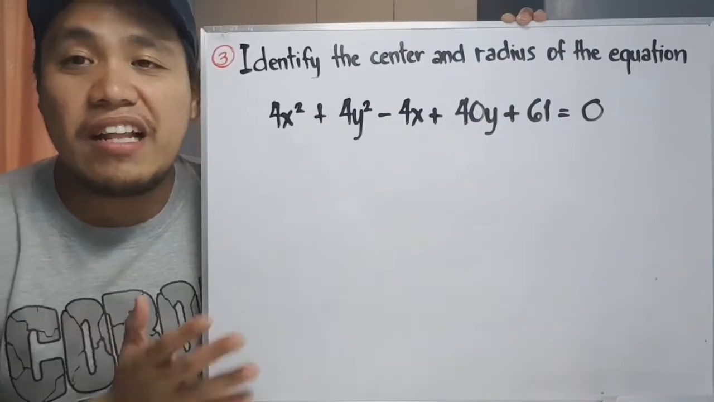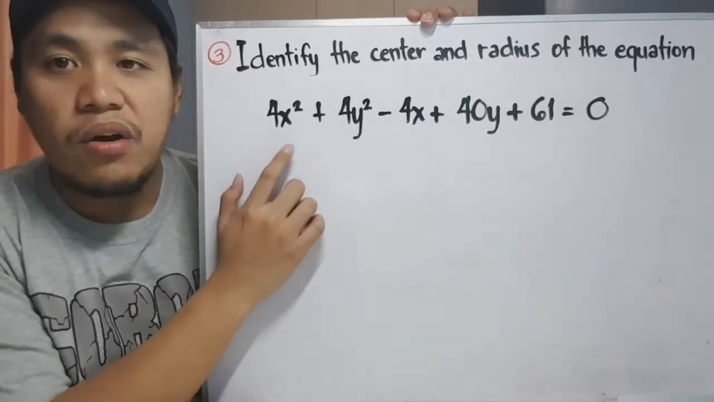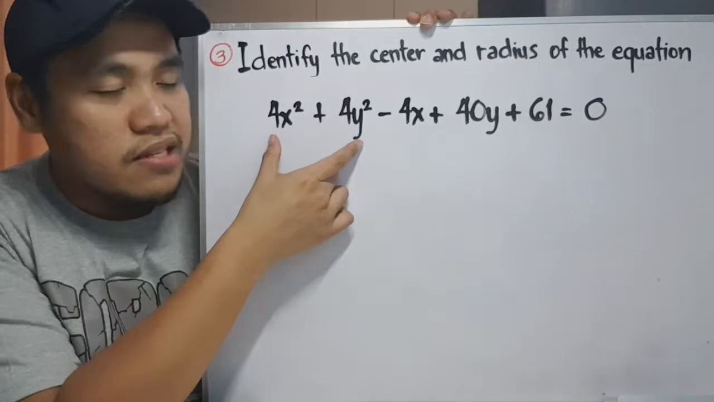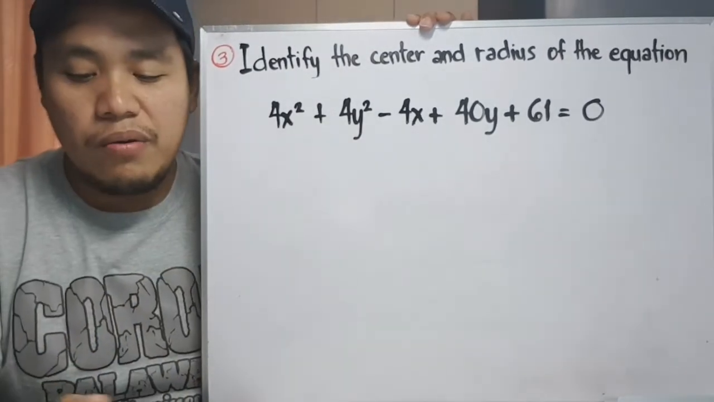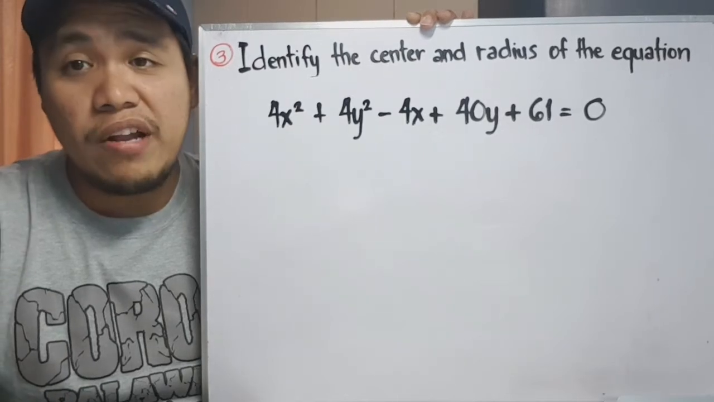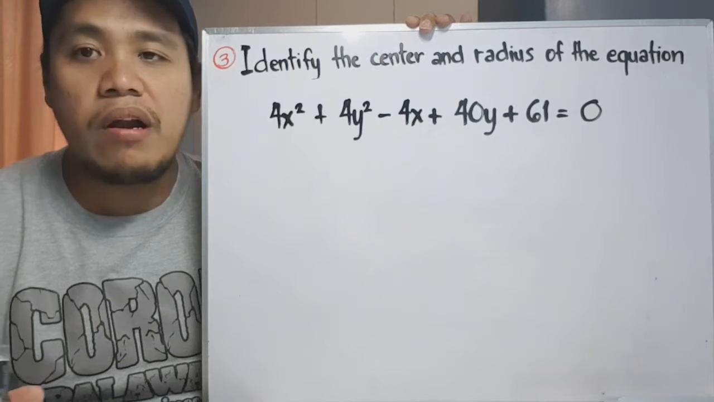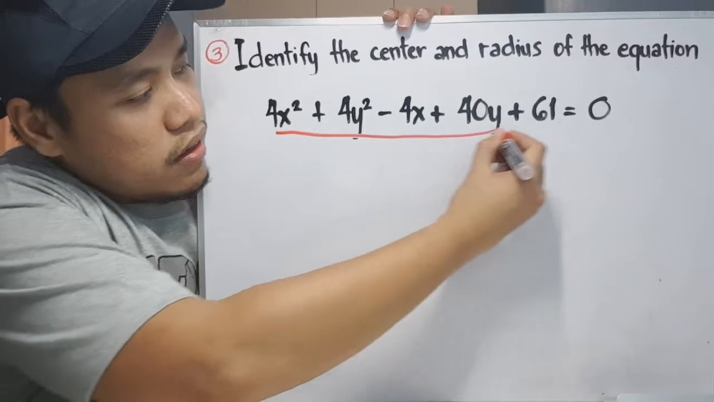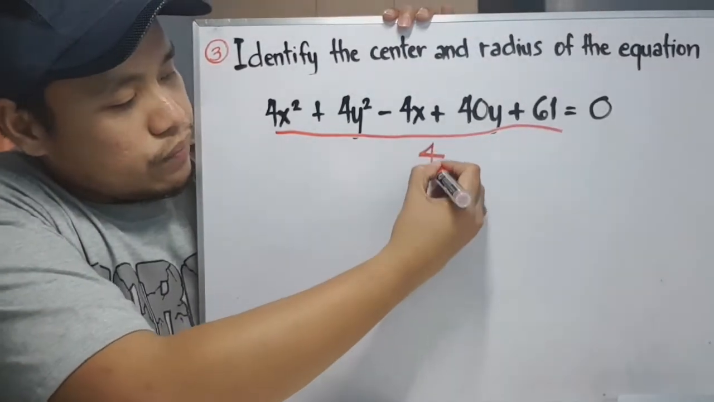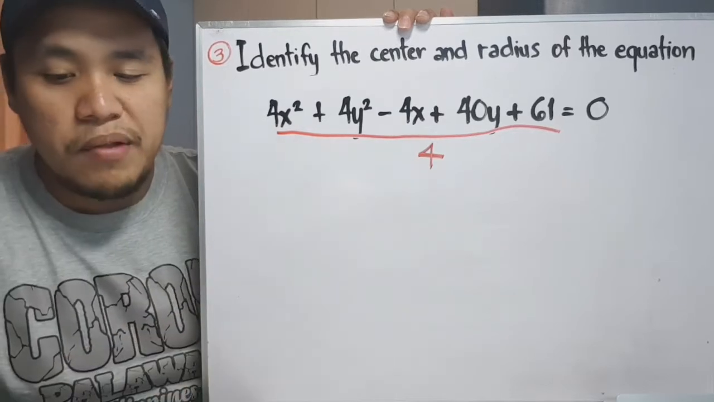So let's have the third and last example for this lesson. Our x squared and y squared has a coefficient of 4. In this case, they are equal. So our equation is still a circle. So now, if you have a coefficient for the x squared and y squared, we need to first eliminate our coefficient. So we just need to divide everything to 4. Since our coefficient is 4, we need to divide it to the same number.